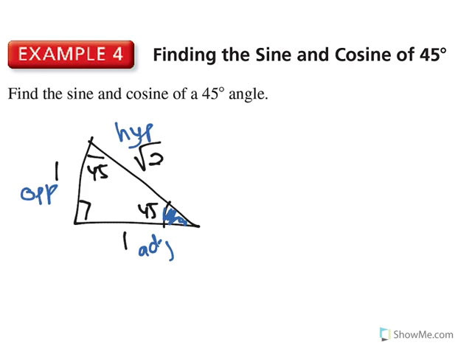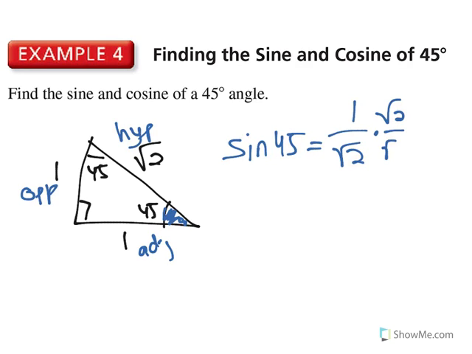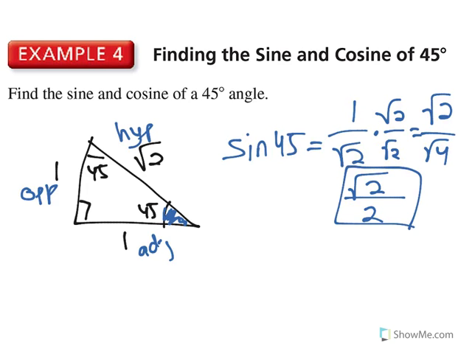If I want to find the sine of that 45-degree angle, then I would do my opposite over hypotenuse, so I would do 1 over the square root of 2. I need to rationalize that. Remember, we don't like radicals in the denominator, so I would multiply both the top and the bottom by my radical. On the top I get the square root of 2. The bottom I multiply what's under the radicals, so I get square root of 4, and the square root of 4 reduces down to be 2. So sine of 45 is square root of 2 over 2.